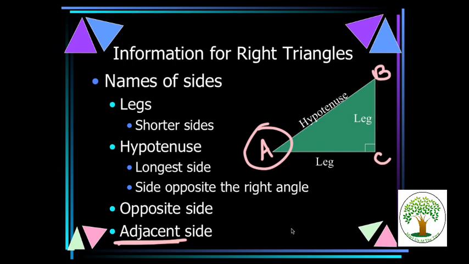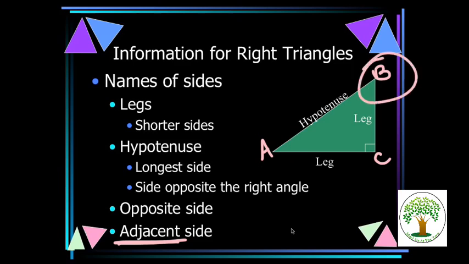C? C is just a vertex. I need a whole leg. The leg adjacent means the one right next to it. AC. AC is the adjacent leg. Now I have another side of the triangle that's adjacent, which would be the hypotenuse AB. But if I said specifically the adjacent leg, so if I said the adjacent leg to angle B.